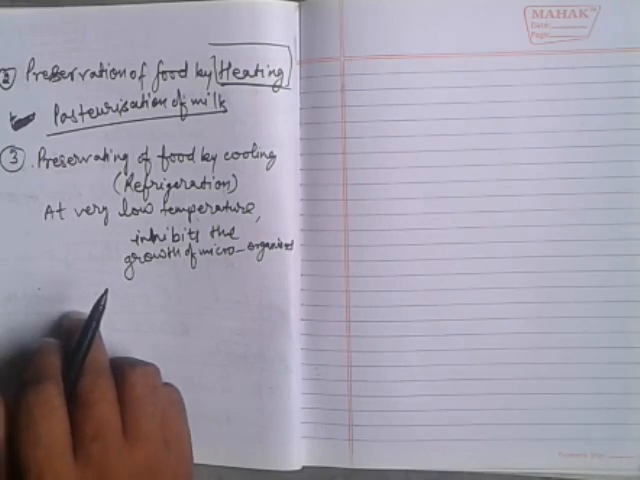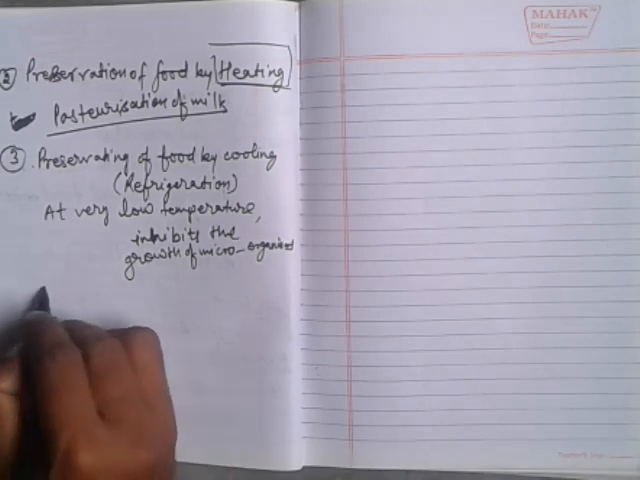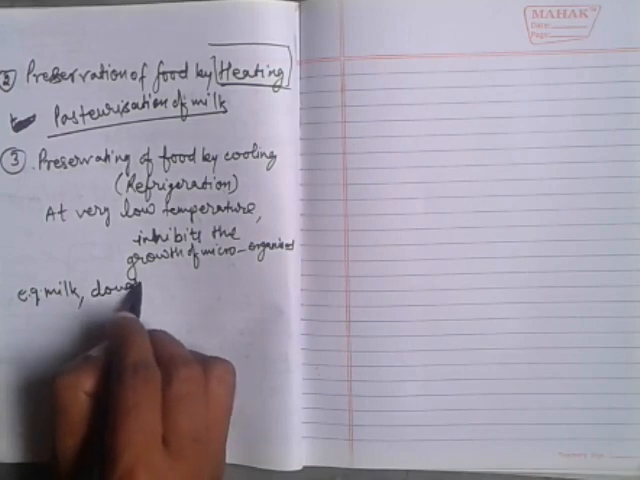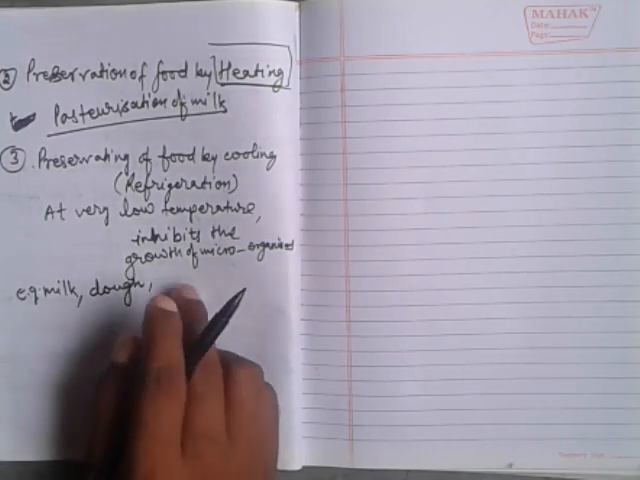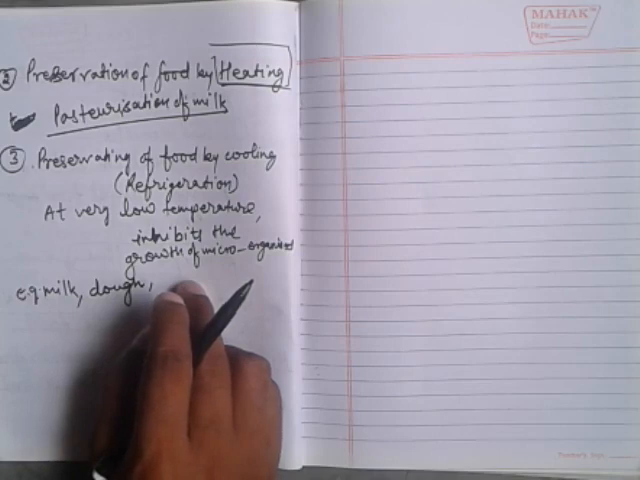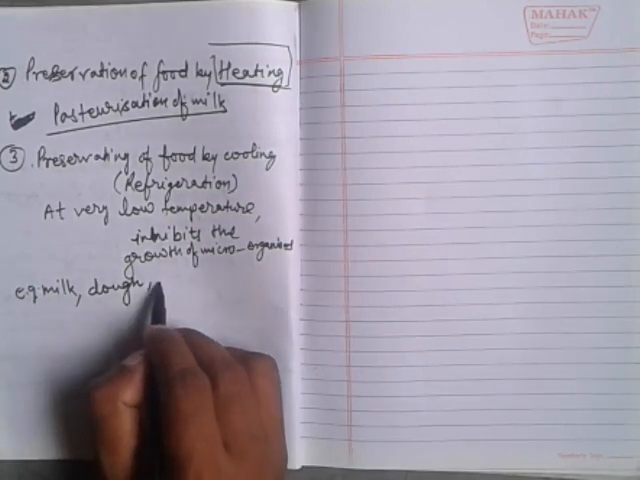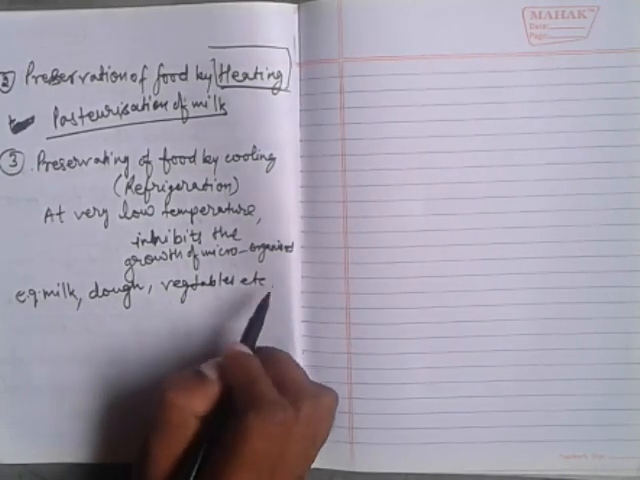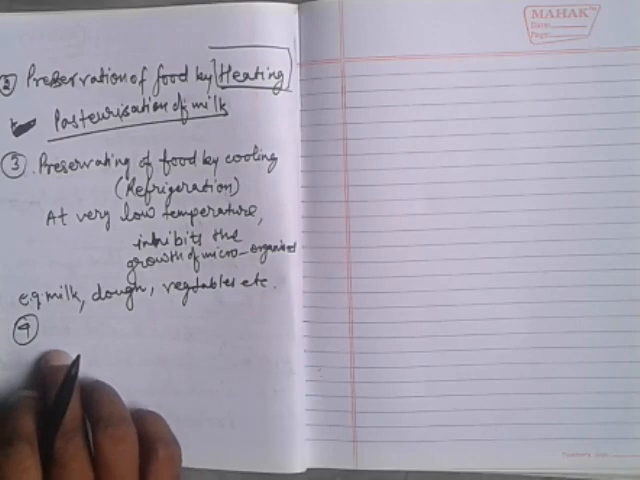Some foods like milk need cooling, for example milk. Cooked food like pulses, fresh food, vegetables are kept in a cool place like a refrigerator, and we can prevent their spoilage.